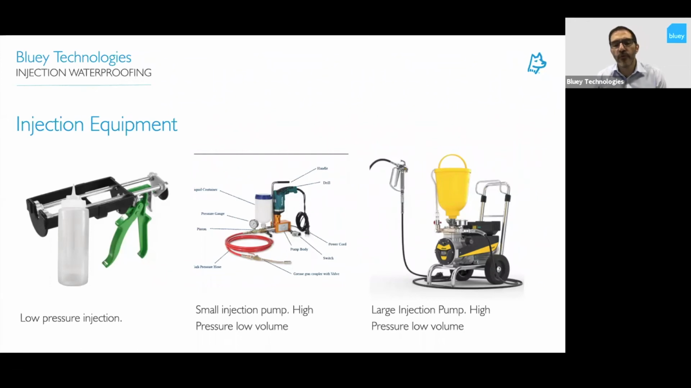And then we move across to the large injection pumps, which still have high pressure, can have slightly higher volume, even though it says low volume, it's higher than the other types of hand pumps. And the volume starts moving up with the bigger the waterproofing problem we have, effectively, and the pumps get bigger in that regard.